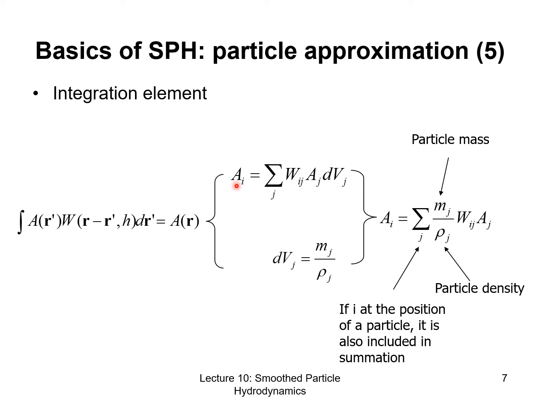As we do fluid dynamic simulation, the volume can be calculated from the mass divided by the density of one particle. So if we know the particle's mass and we know the particle's density, then we know the particle size. Then if we know the size, we know the integral element there. Then we can do this approximation, and write the final approximation form this way.